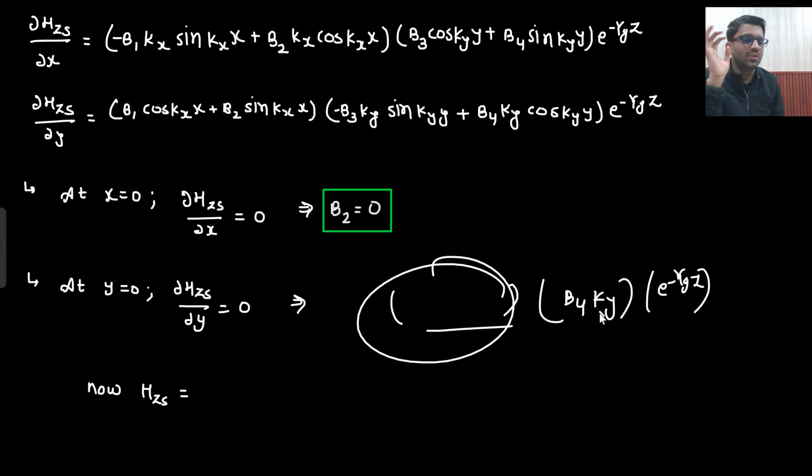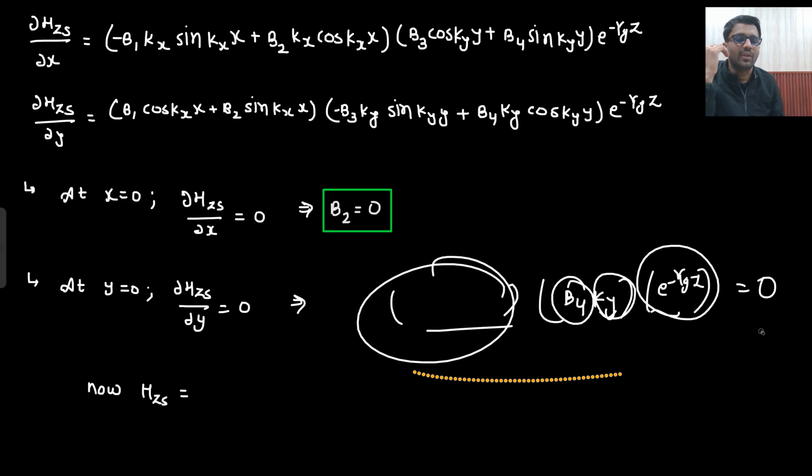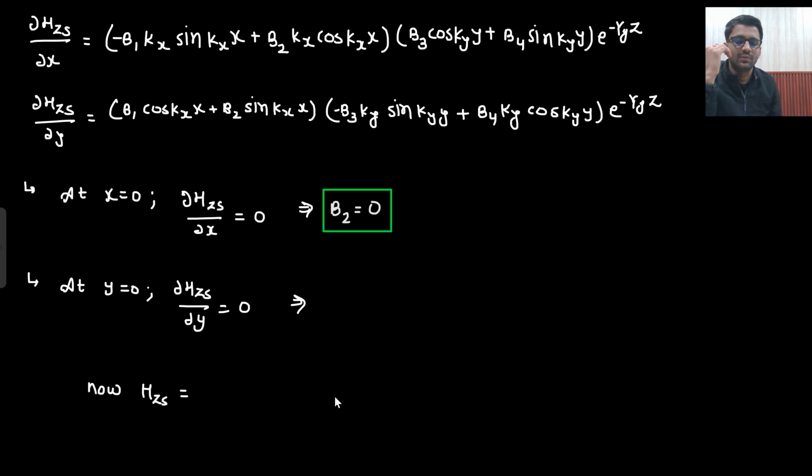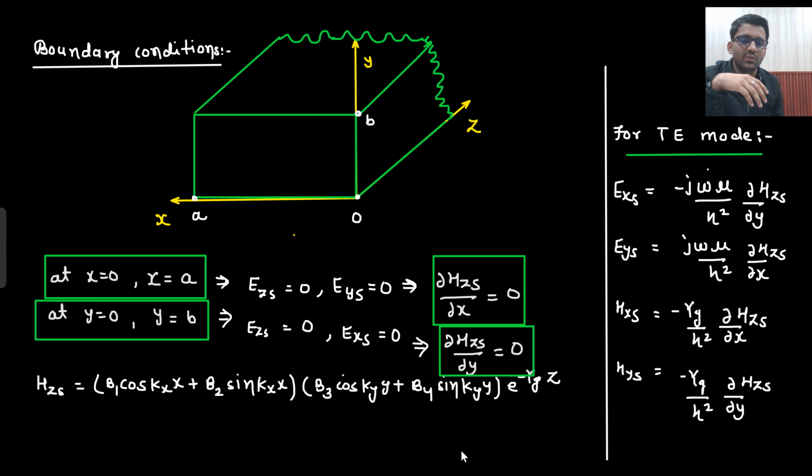Certainly ky cannot be equal to 0, and this cannot be equal to 0. Then b4 has to be 0. So from here what you are getting is b4 is 0. Now what is your hz? In hz, the sin ky term is gone. b2 and b4 are 0, so this term is gone and this term is gone. So what are you left with? b1 cos kx x, b3 cos ky y.